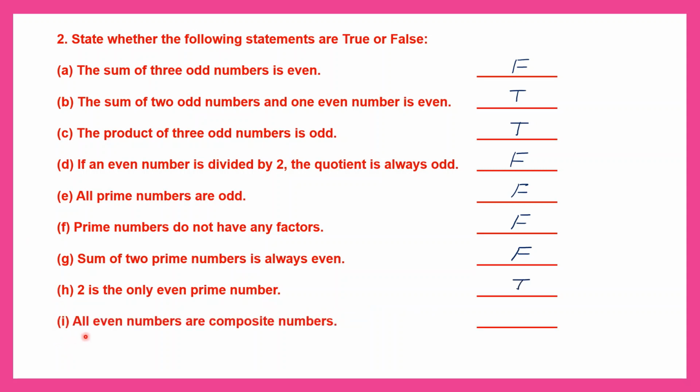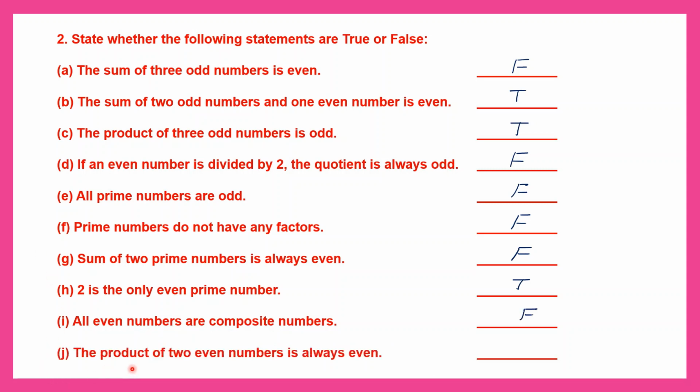Question I. All even numbers are composite numbers. Now let's take some of the even numbers and see. Even numbers are 2, 4, 6, 8 and so on. These are all even numbers, and here it says all even numbers are composite, which is wrong because 2 is not a composite number. It is a prime number. So it's an even number which is prime. So this statement is false.